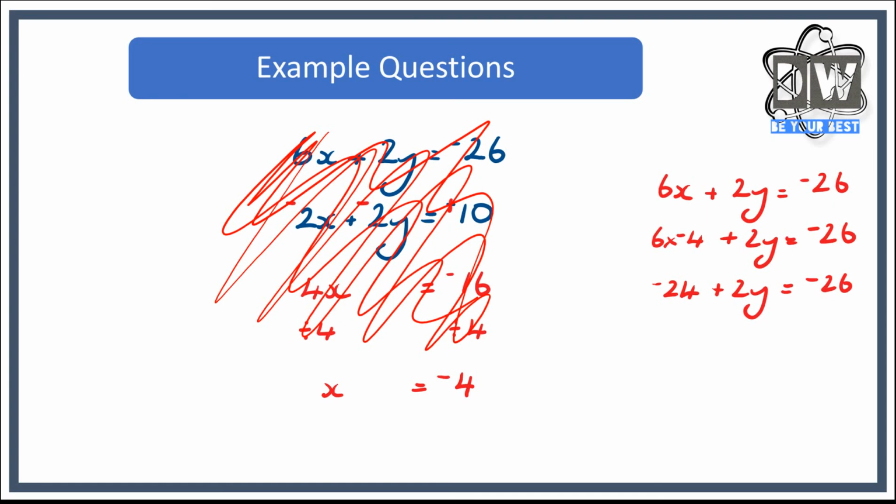So we add 24 to both sides and we end up with 2y equaling minus 2. Divide both sides by 2, and you can see how we're going, y equals minus 1. So we've got x equaling minus 4, y equaling minus 1, and we can put those values back in and make sure we're correct. But we are, because I've done it.